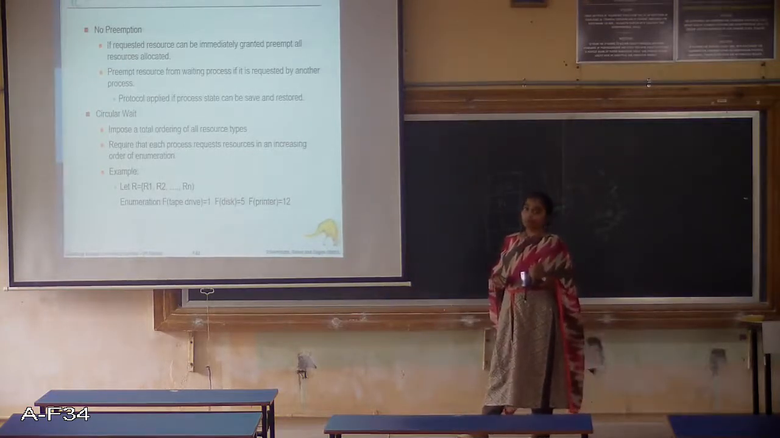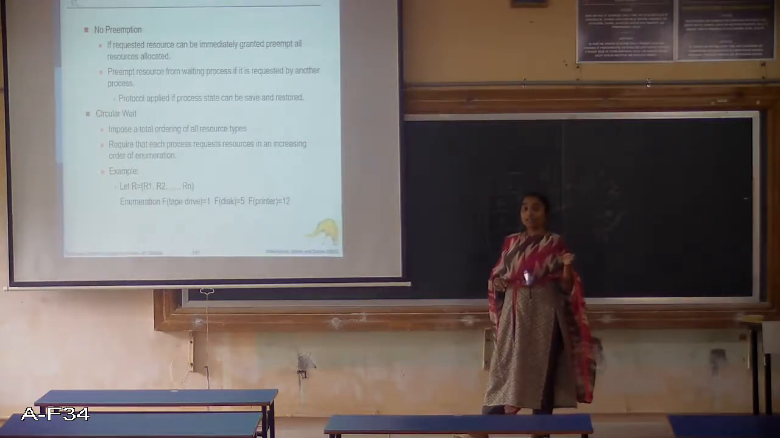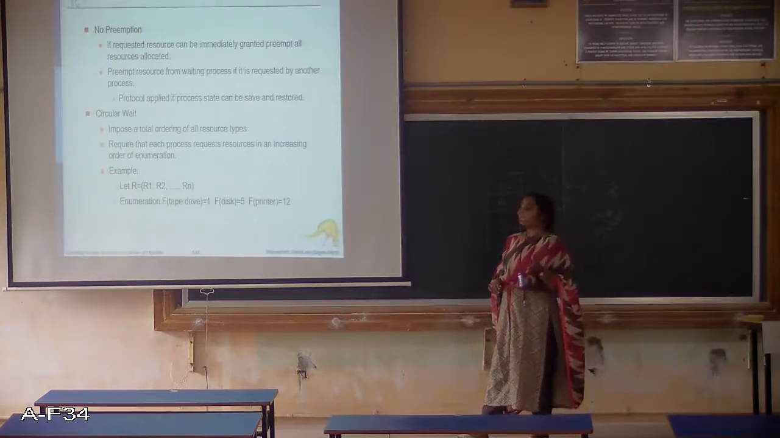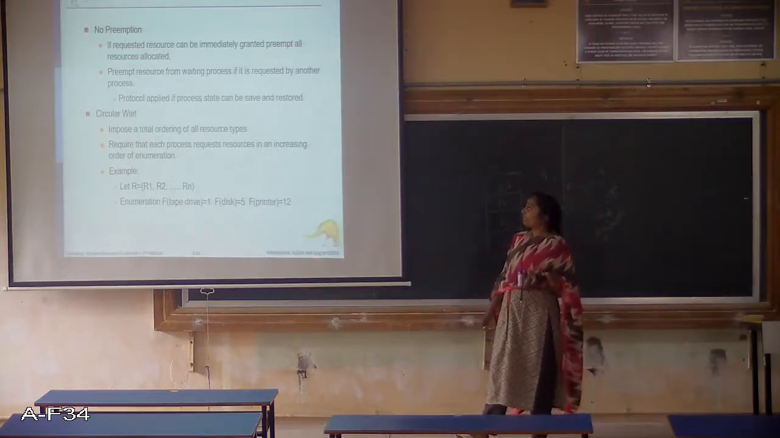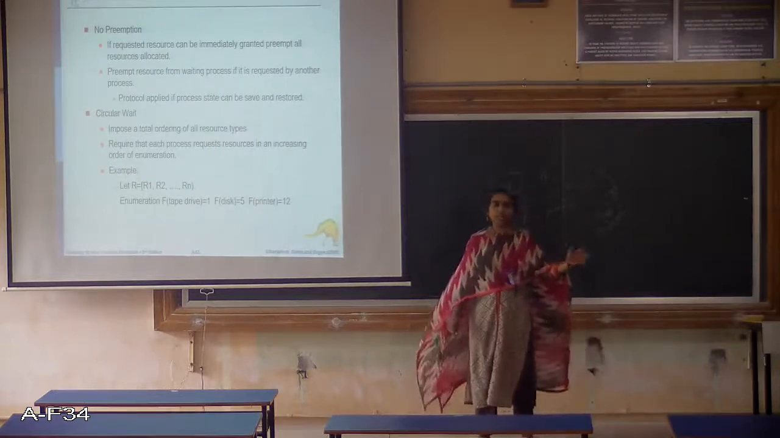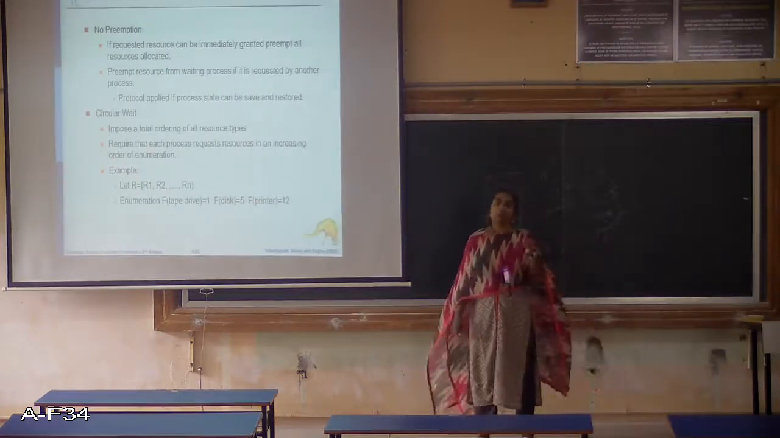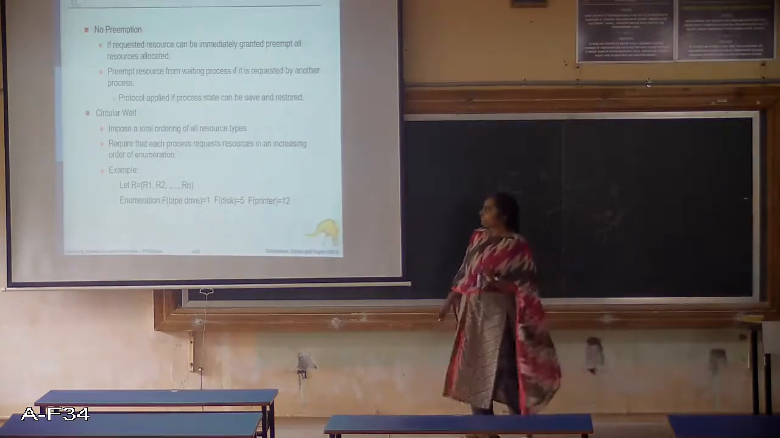So what is the problem? The problem here is that the other process may be halfway through doing some work and it has to redo the entire task. So that is a difficult thing here. So the protocol is applied if the process state can be saved and restored. If you can save and restore whatever half thing it has done, then it is better to preempt it. Otherwise, it is not a good idea to preempt it.